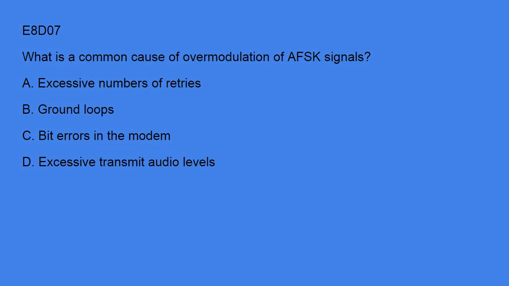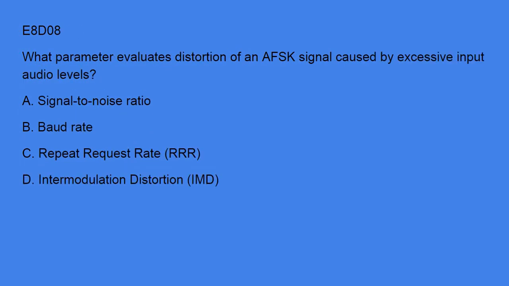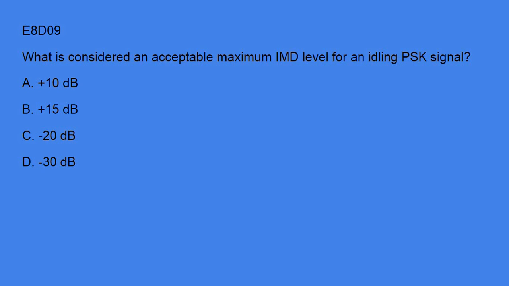E8D07, what is the common cause of overmodulation of AFSK signals? Excessive transmit audio levels. E8D08, what parameter evaluates distortion of an AFSK signal caused by excessive input audio levels? Intermodulation distortion. E8D09, what is considered an acceptable maximum IMD level for an idling PSK signal? Negative 30 dB.